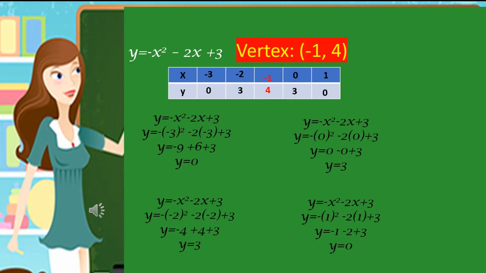So, our table of values, if x is negative 3 y is 0, if x is negative 2 y is 3, x is negative 1 the y is 4, if x is 0 the y is 3, and if x is 1 the y is 0.